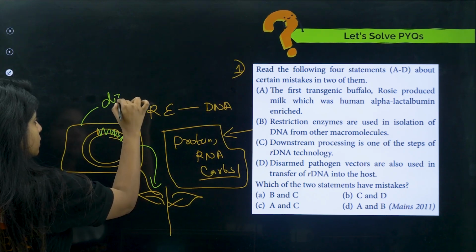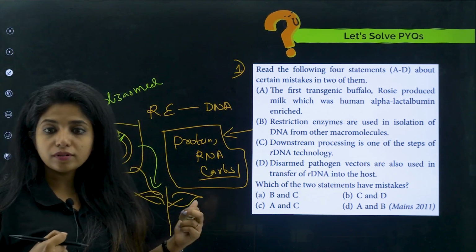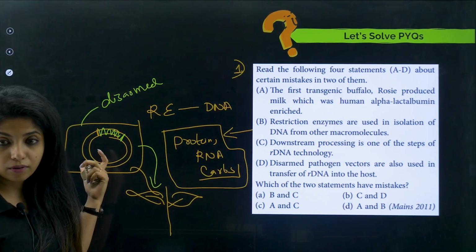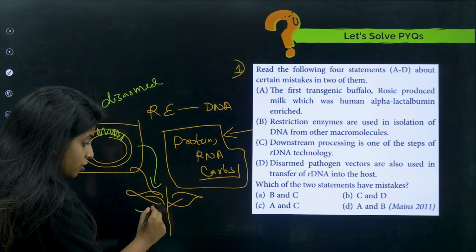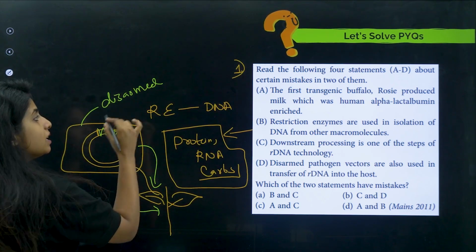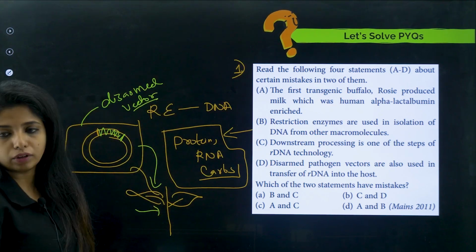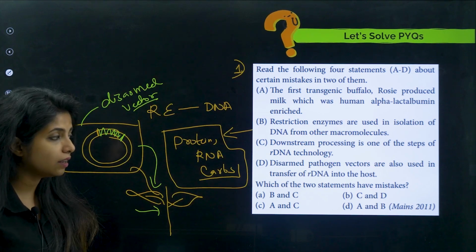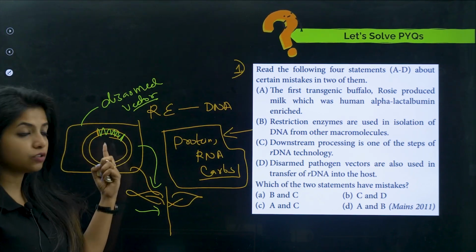Disarmed, as in armed as in something that protects it, right? So obviously I am removing that part which was causing all the trouble. So it is now not something that can cause trouble over here. So that is why I call it a disarmed vector. Why a vector? Because it is going to carry the gene of interest over here. So disarmed pathogen vectors are also used for transfer of our DNA, recombinant DNA, into the host. Is it true or false? This thing that you see is recombinant DNA.